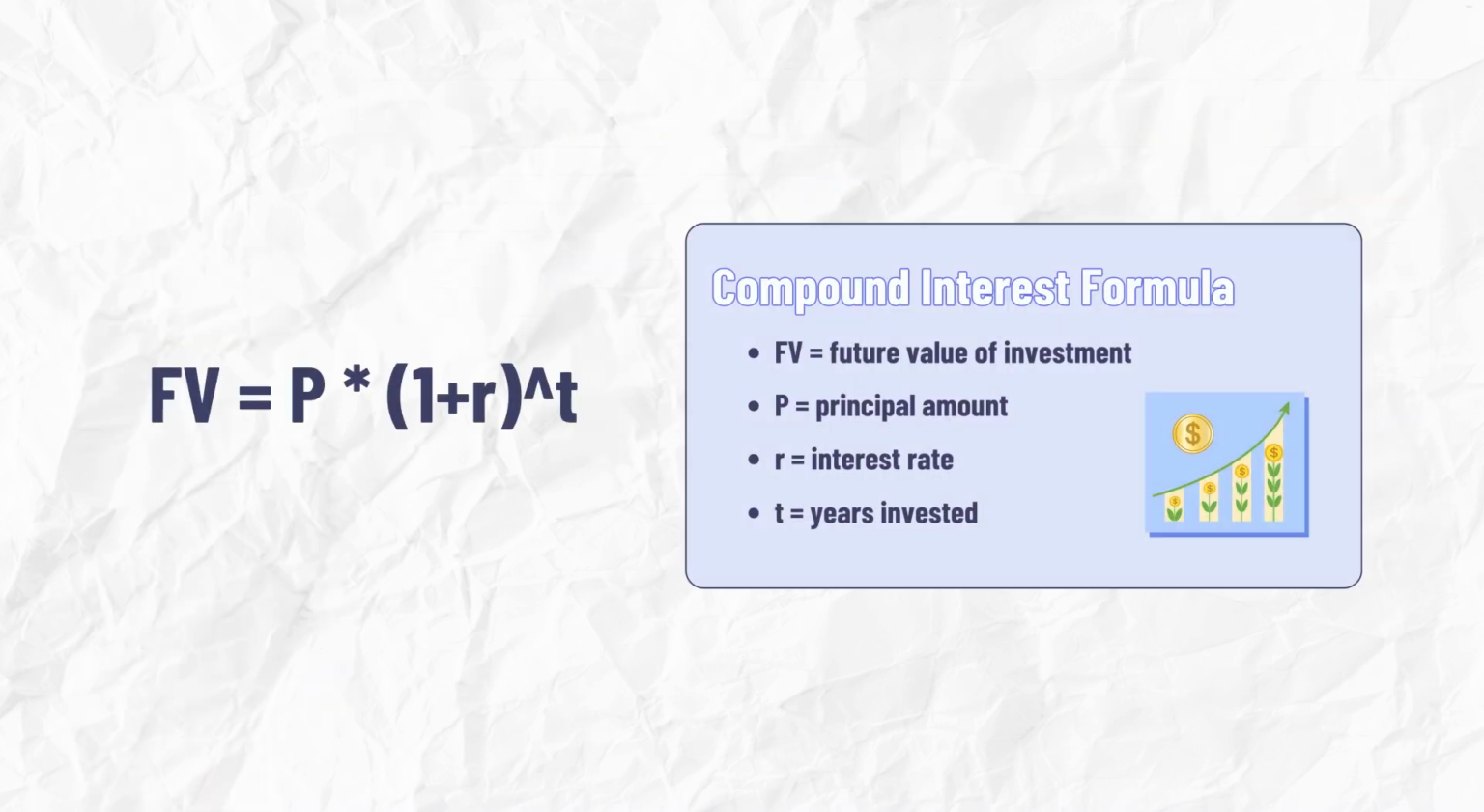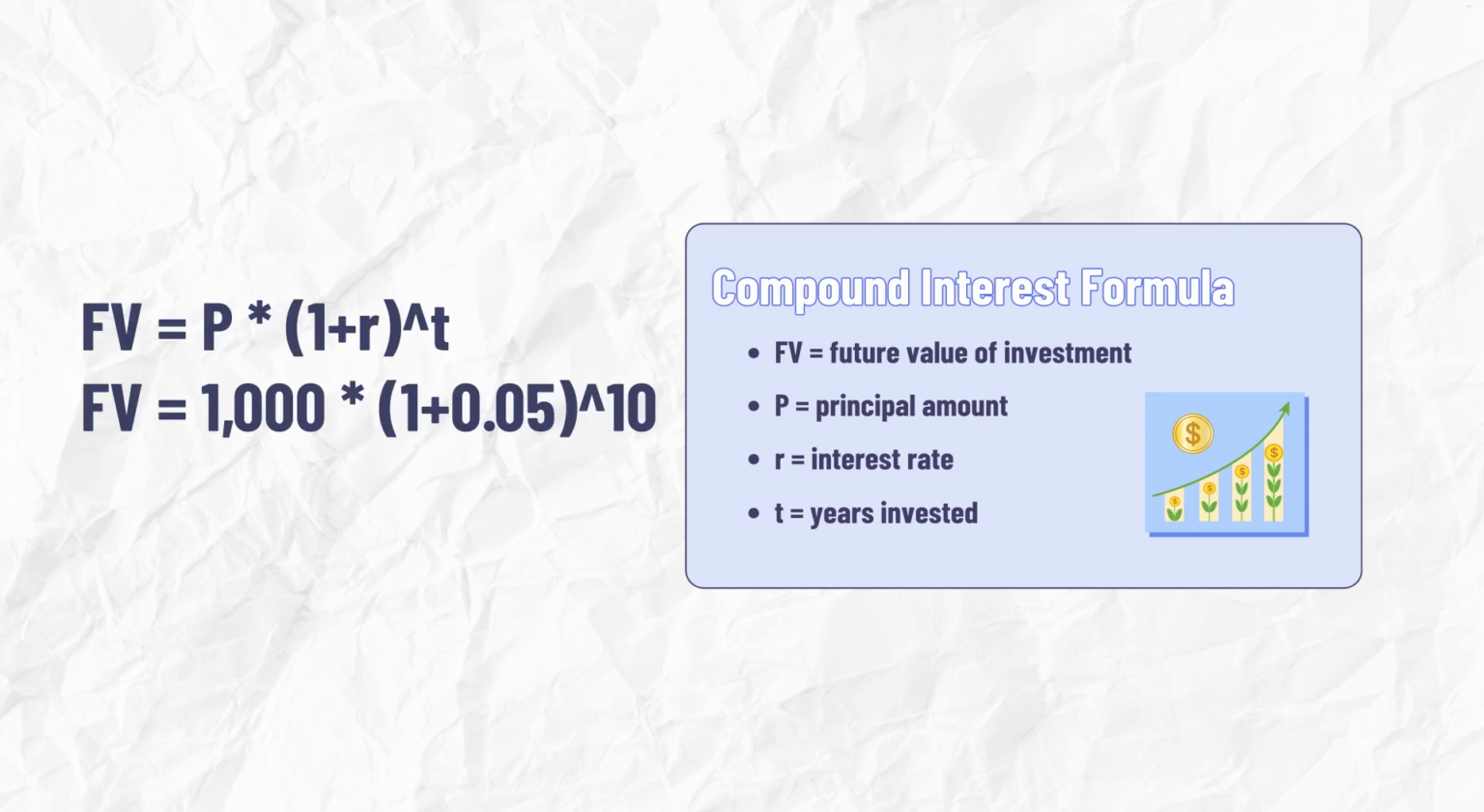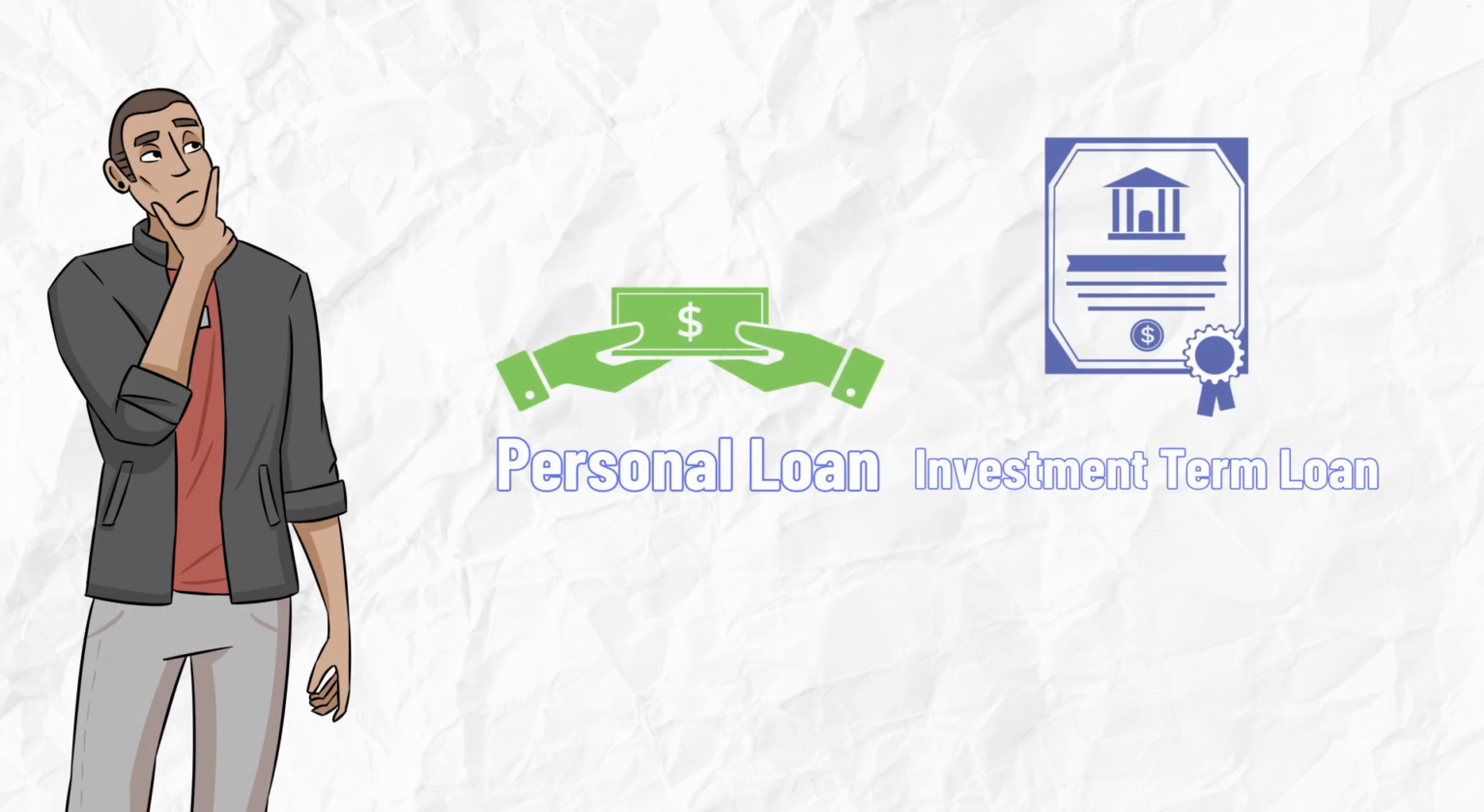To see the effect of compound interest, use the equation FV equals P times 1 plus R to the T, where the variables are the same as the simple interest calculation, but now T is an exponent. So if Ryan's high-interest savings account had a 5% annual interest rate and he kept his money invested for 10 years, P would be the same as before at 1,000, R would be 0.05, and T would be 10. So after 10 years, he would have $1,628.89.